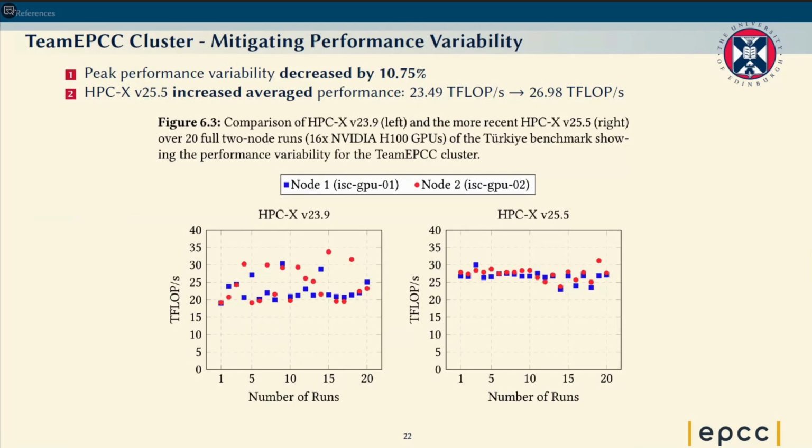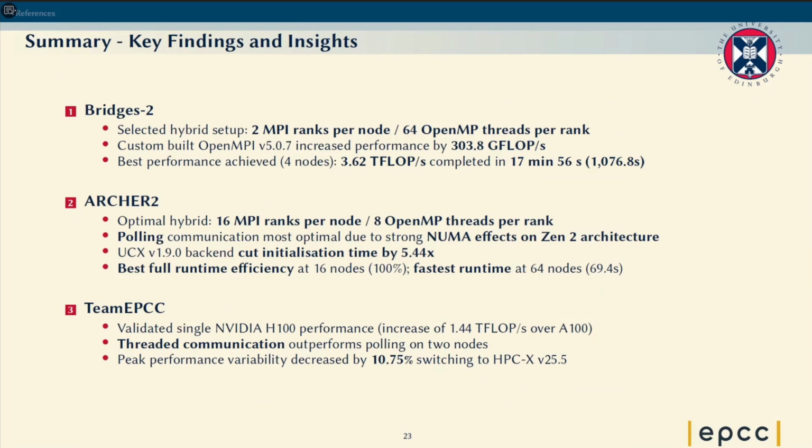Because I thought that initially I noticed a performance difference on the second node. But ultimately, I found that this was not the case. It's just always high performance variability. And by upgrading the HPCX version, I was able to reduce that variability by about 10%. And in doing so, I increased the average performance to about 27 teraflops. So overall, I would say my project largely achieved the main goals I set out to achieve.